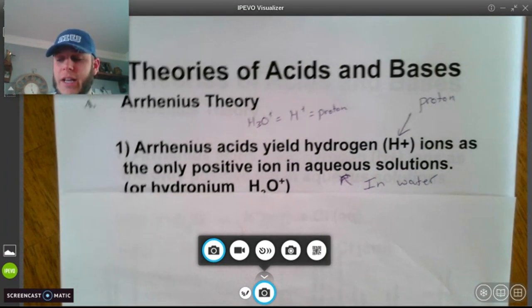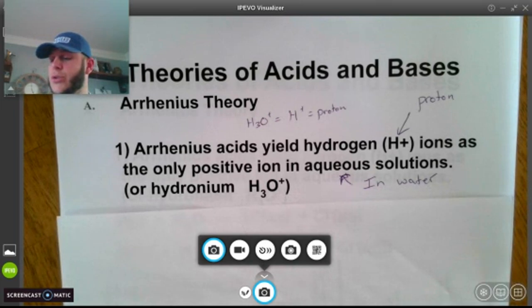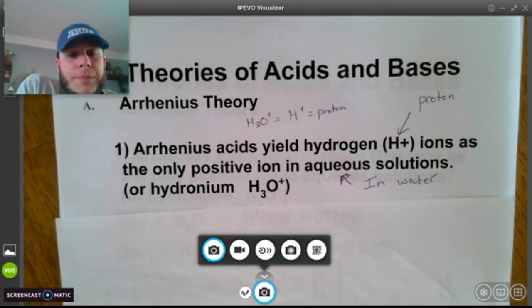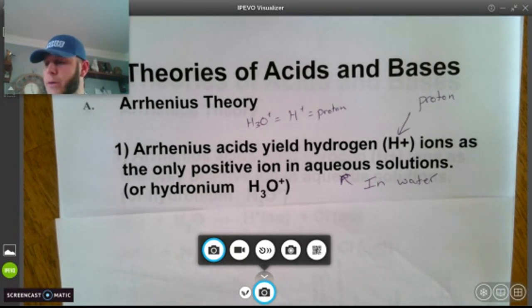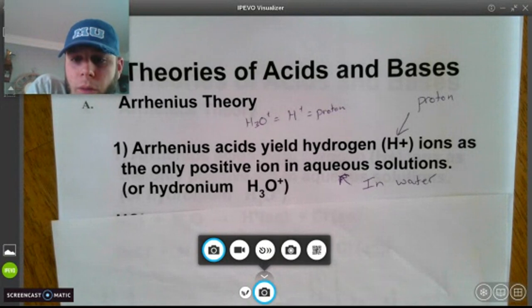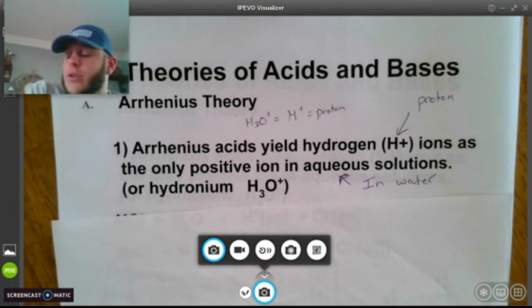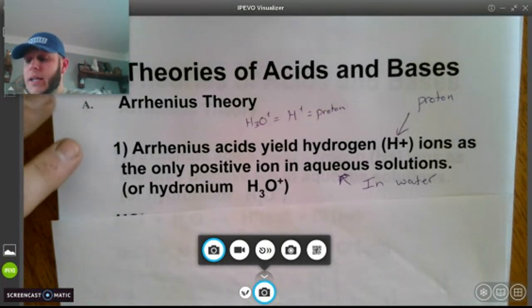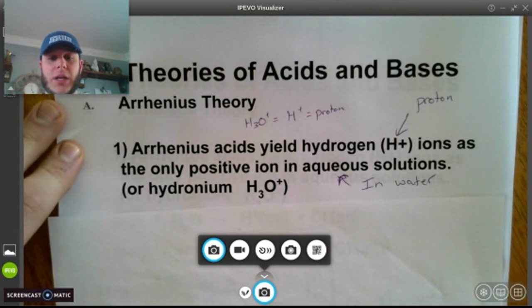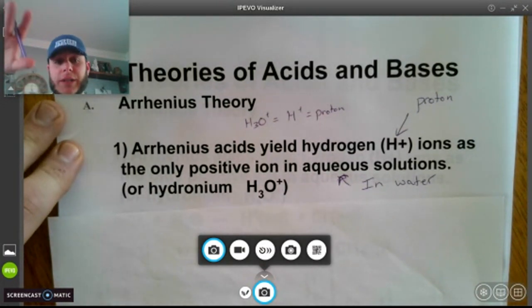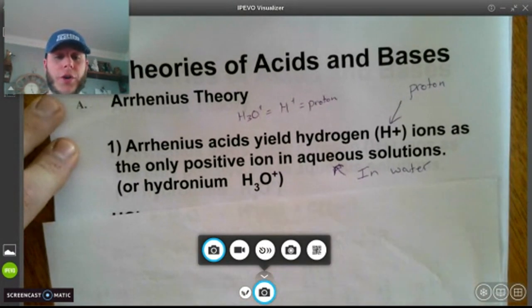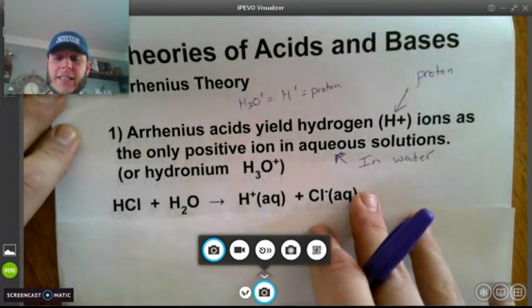Obviously, H3O+ and H+ are different, but they both describe an acid. Both are produced during acid formation in water. What I want to further elaborate on is that anything that has an H+ and then donates or gives off an H+ in water is known as an acid.